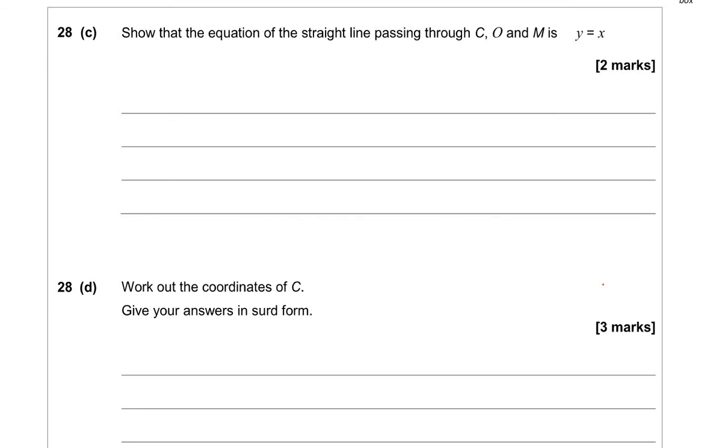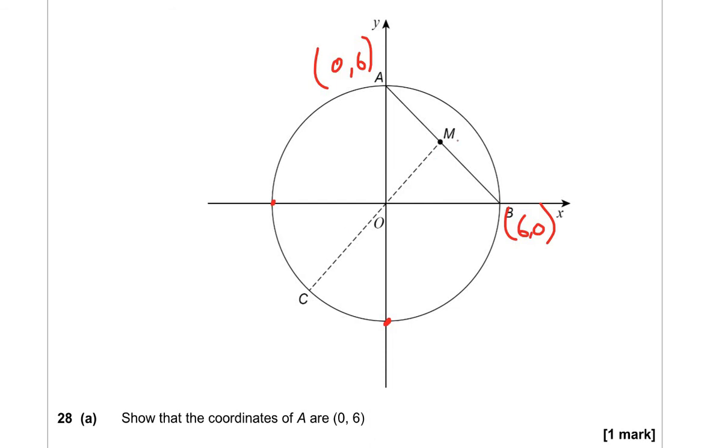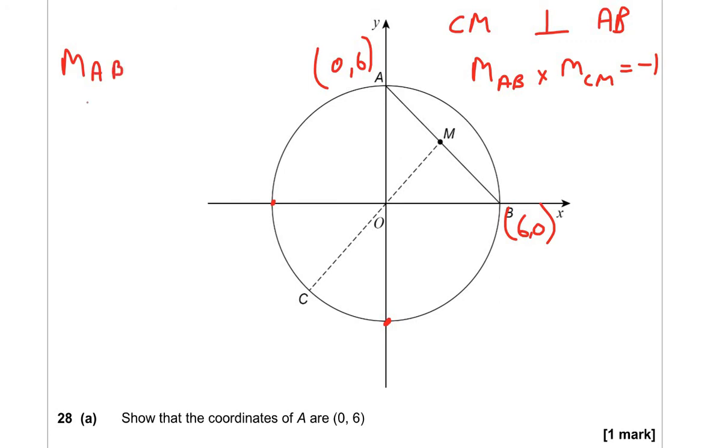Okay, show the equation of the straight line passing through C, O, and M is y equals x. Right, let's have a look at this. Okay, so we need to find the equation of the line CM. We know that COM is perpendicular to AB. So I'll write that CM is perpendicular to AB. This means their gradients multiply to -1. So I'll write that M of AB times M of CM equals -1. So let's find the gradient of AB. So M of AB, well, it's the difference in y's, so 6 minus 0, divided by the difference in x's, so 0 minus 6. So this is 6 over minus 6, which is -1. This tells us that M of CM equals 1.